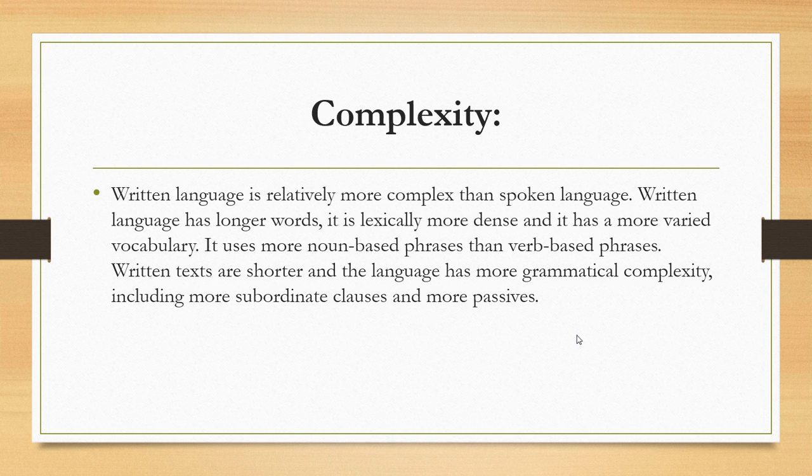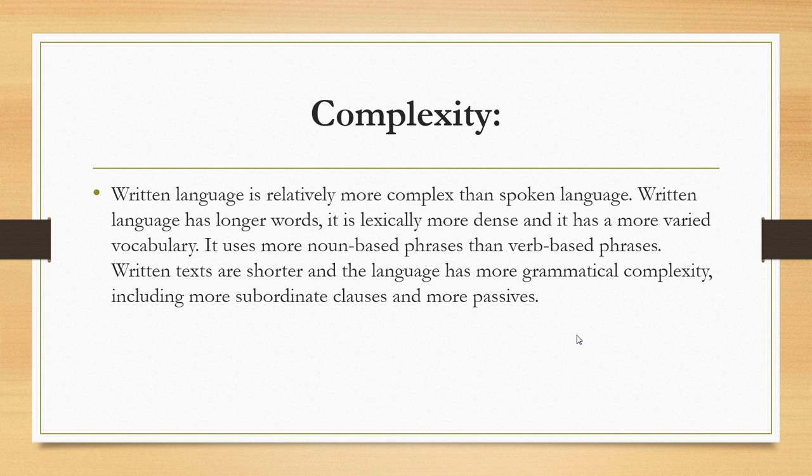Complexity. The first feature of academic writing is complexity. Written language is relatively more complex than spoken language. Written language has longer words, it is lexically more dense, and it has a more varied vocabulary. Written language is totally different from spoken language.